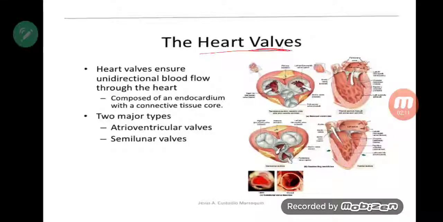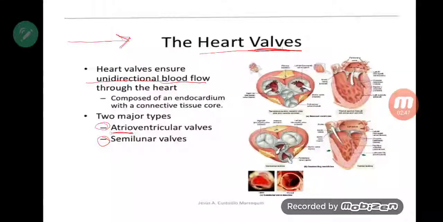The heart valves. The valves ensure unidirectional blood flow. It means that it goes in only one direction. They are composed of endocardium with a connective tissue core. Two major types of the valves: we have atrioventricular valve and semilunar valve.